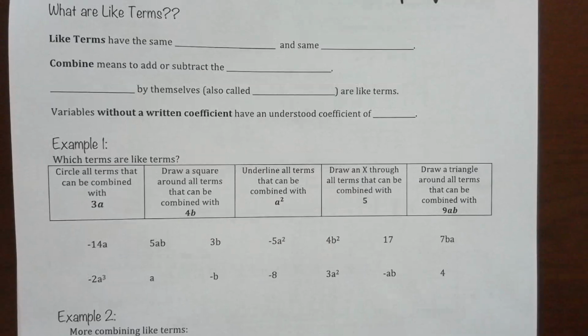And finally, 5x and then x over 5. Are these like terms? Yes. Let me explain why they are like terms. If we were to rewrite this, we would have 5 plus 1/5. The reasoning is that this can be rewritten as 1/5 x. These are like terms in that regard.